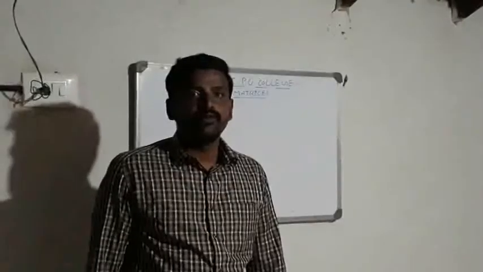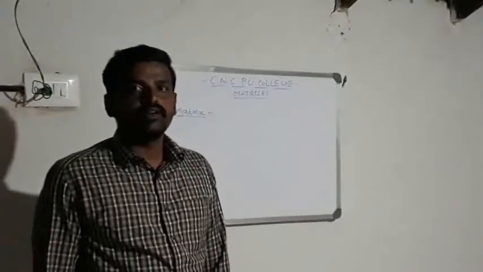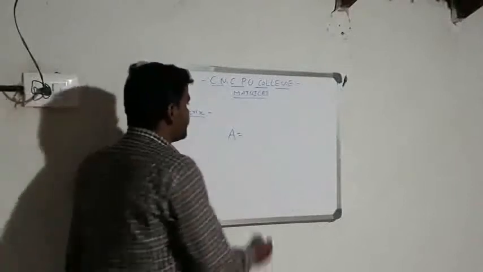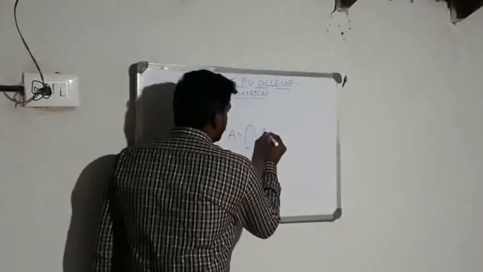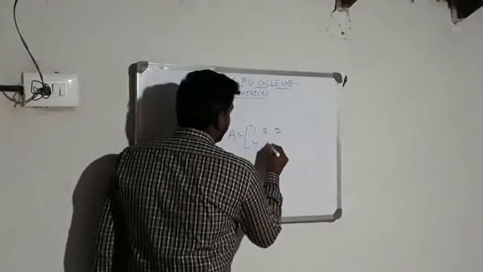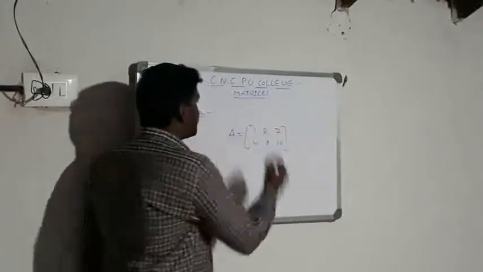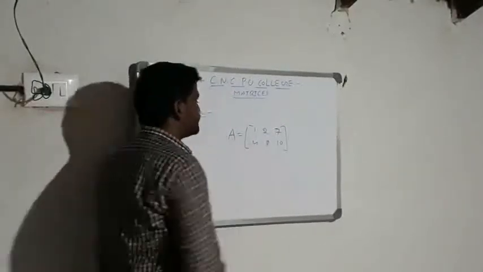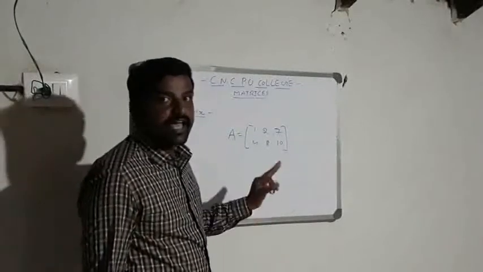First we will learn the definition of a matrix. Definition of matrix: the arrangement of numbers in horizontal rows and vertical columns is called a matrix. A matrix is denoted by an uppercase letter. For example, matrix A is equal to 1, 2, 7, 4, 8, 10. A matrix is an arrangement of horizontal rows and vertical columns, or a rectangular array.